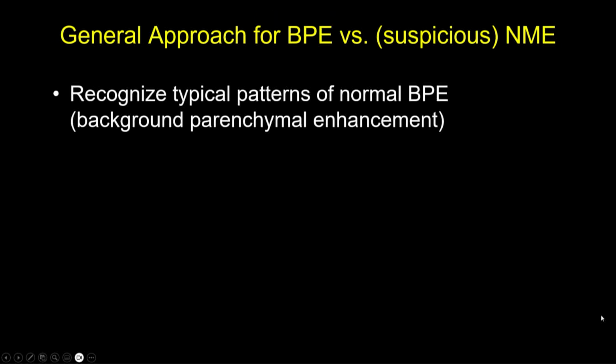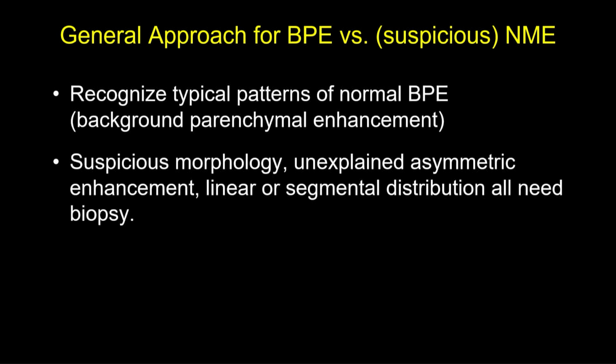So in terms of my general approach for BPE versus suspicious non-mass, you're going to look at the typical patterns. If it's suspicious morphologically, if it's unexplained asymmetric enhancement, think of calcification distributions, linear, segmental. Or if it's really confluent, like the case I showed you, do a biopsy.